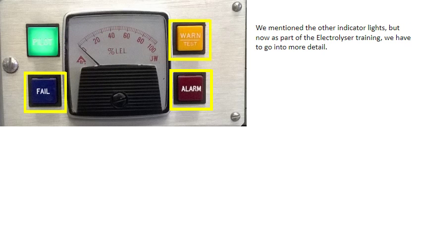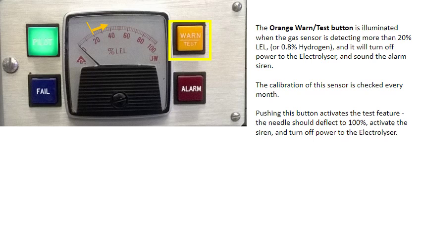We mentioned the other indicator lights, but now as part of the electrolyzer training, we have to go into more detail. The orange warn test button is illuminated when the gas sensor is detecting more than 20% LEL, or 0.8% hydrogen, and it will turn off power to the electrolyzer and sound the alarm siren. The calibration of this sensor is checked every month. Pushing this button activates the test feature. The needle should deflect to 100%, activate the siren, and turn off power to the electrolyzer.